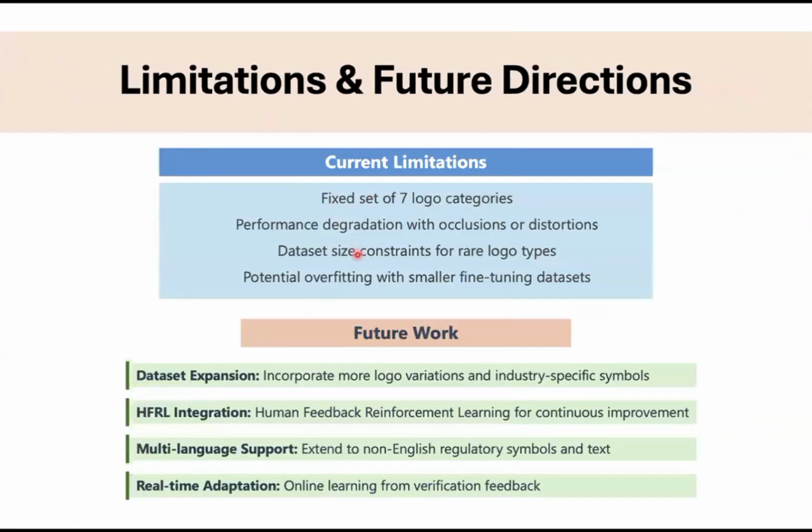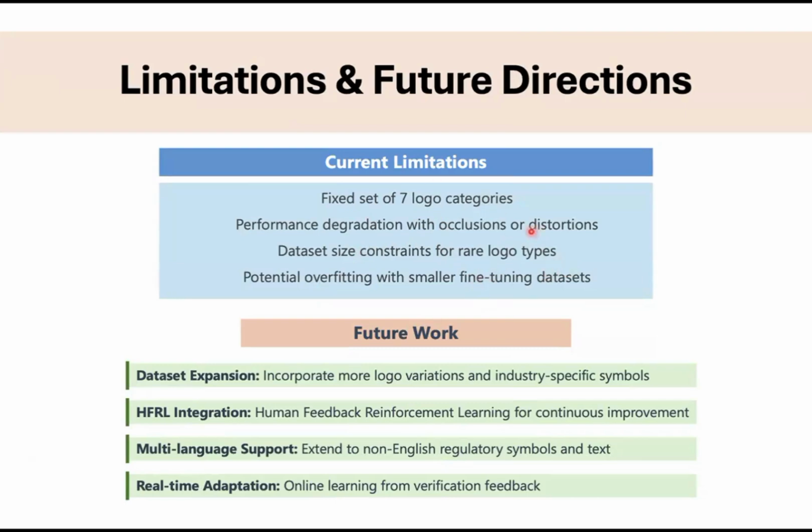Now let's talk about the limitations and future directions where we can go ahead with this research. Currently, a major limitation is that we have only fixed for the 7 logo categories yet. And there might be a lot of rare types of logos which might not be captured by the current dataset due to its size. Also, sometimes due to occlusions and distortions, the performance does degrade. So more training data and augmentation might help. Now there is a potential case of overfitting with the smaller fine-tuning datasets, as if there is some different variation of particular logos which are not present in the dataset, it might be overlooked by the models.